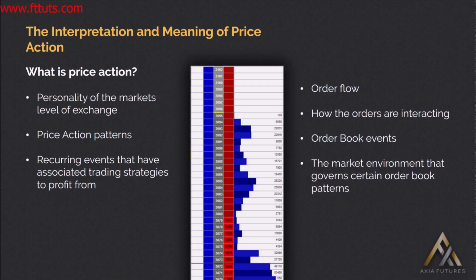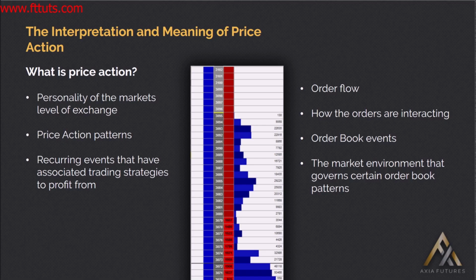Okay, the interpretation and meaning of price action. What is price action? Well, for me, I have a specific definition for price action. It's what we use on all of our trading floors across the world, and it's the personality of the market's level of exchange. So what is that personality? To me, that personality is how aggressively and how quickly the orders are going through the order book. Is it 20 orders per second, 100 orders per second? It's your eyes' ability over time to work out that level of intent, that level of acceleration.